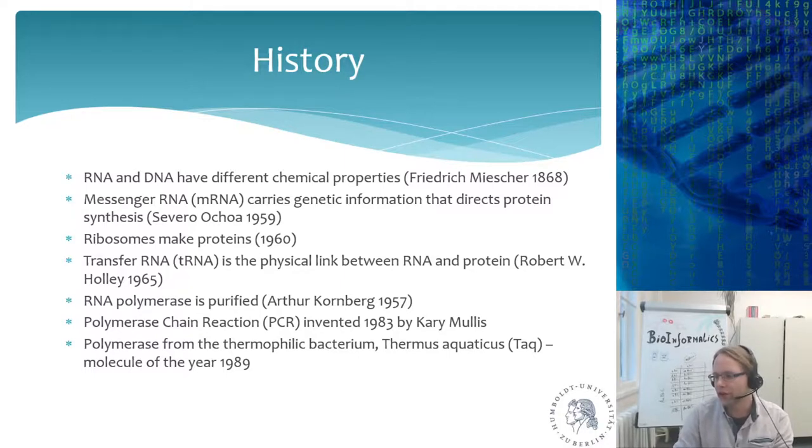Before that, of course, in 1957, RNA polymerase was purified, and that allowed molecular biologists to start using RNA polymerase to make RNA from DNA. So if you have DNA and you add RNA polymerase, then that DNA is being transcribed into RNA.